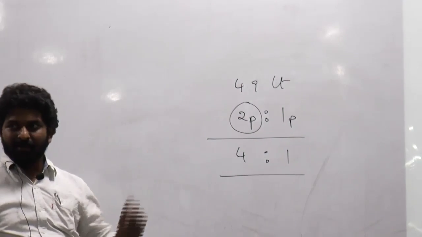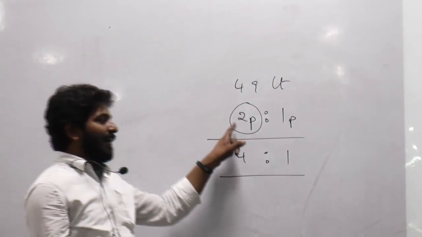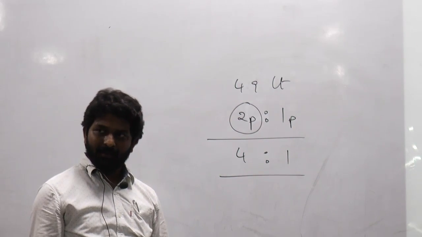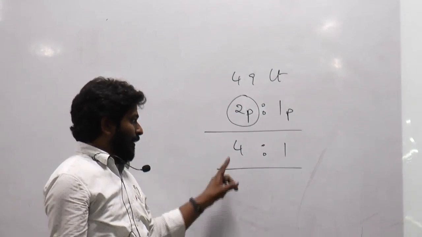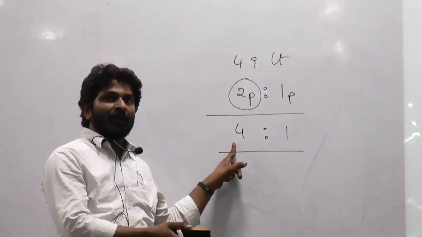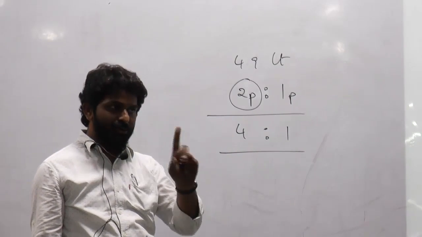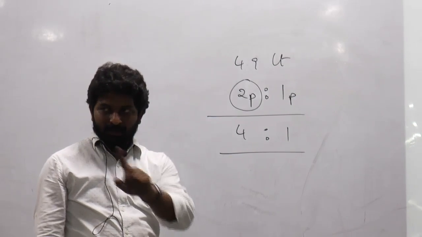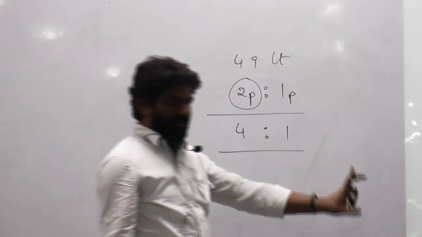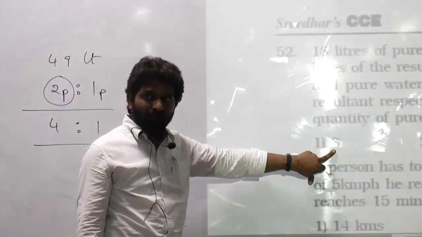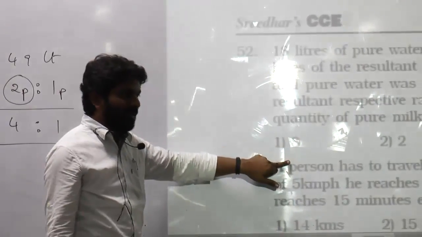Answer should be even number, because you are adding 2 parts. All are even. And in final container we have milk to water ratio 4:1. So how many total parts we have? 5. Answer should be a 5 multiple. Let me go for answer verification. If 2 parts is 8, what about 1 part? 4. Then what about total quantity?